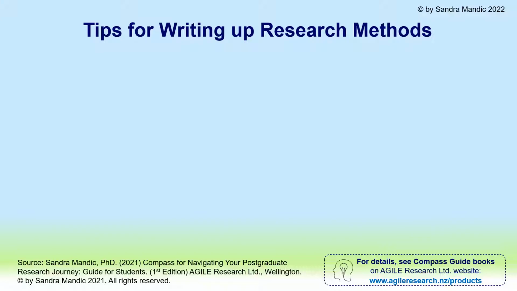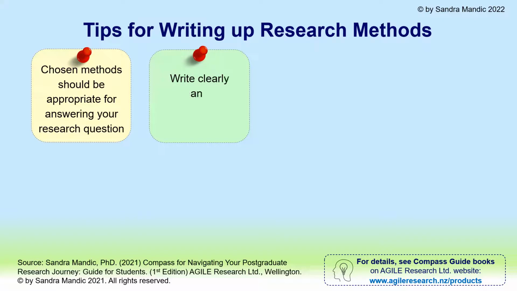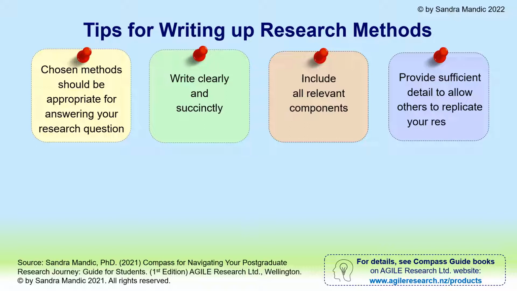Here are some tips for writing up research methods section. Chosen research methods should be appropriate for answering your research question. This is essential. Work closely with your research team or research supervisor on developing your research methods. The methods section should be written clearly and succinctly. It should include all relevant information about how your research was done and why the research was done in a particular way. In principle, the methods section should provide sufficient detail to allow the reader to replicate your study.